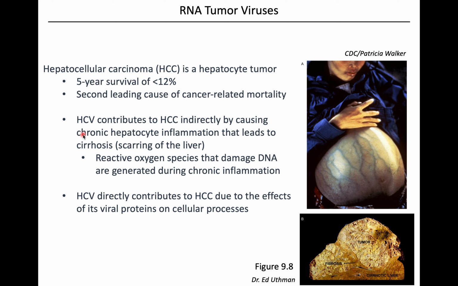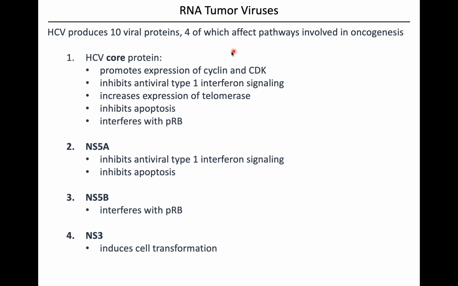There's an indirect mechanism, which, as I mentioned, is chronic inflammation, long-term inflammation. So, of course, that can cause scarring of the liver, which is cirrhosis. But long-term inflammation also leads to the production of lots of reactive oxygen species, which can easily damage DNA and cause accumulation of additional mutations in oncogenes and tumor suppressor genes in those infected cells. It can also contribute to HCC by direct mechanisms through the role of these 4 different proteins encoded by HCV.